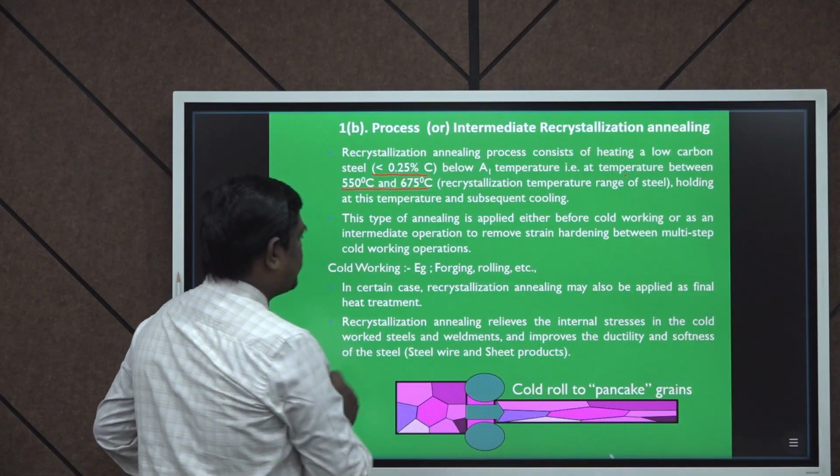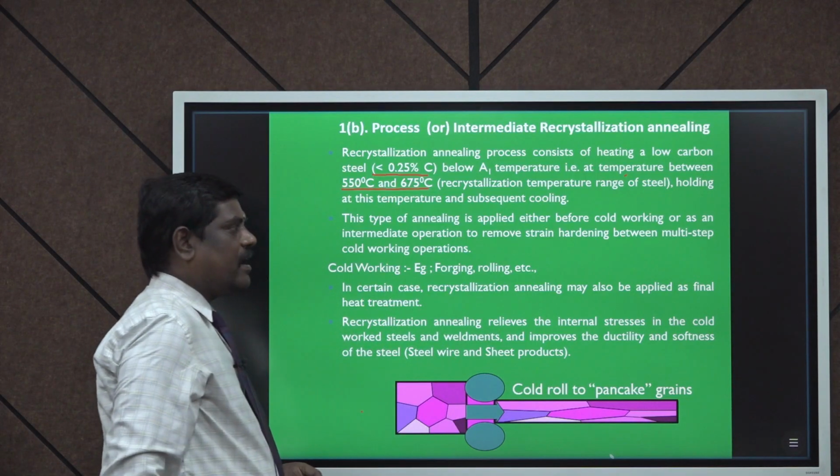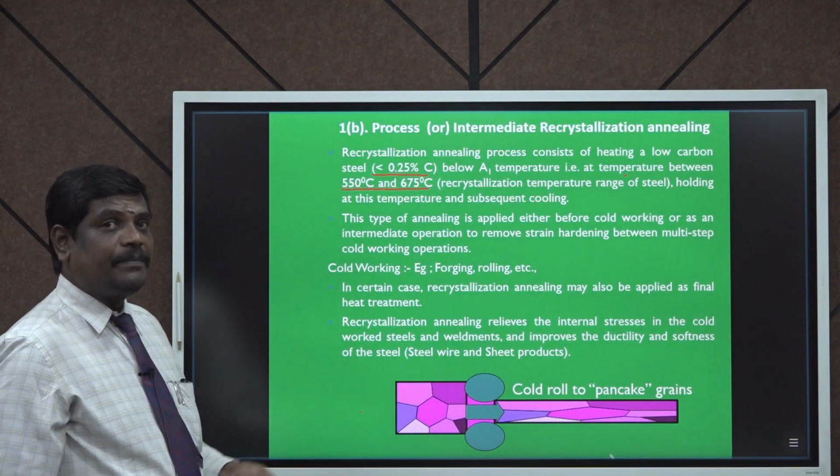For example, forging and rolling process is explained here. In certain cases, recrystallization annealing may also be applied as a final heat treatment process.